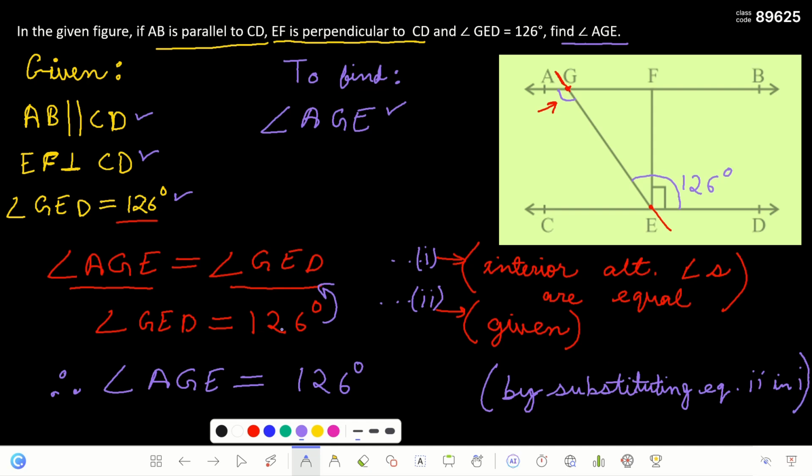I'm substituting this second equation in this equation 1 right here, this value, and by doing that I am able to come up with this conclusion that angle AGE is equal to 126 degrees, and that is the thing that we're supposed to find out. And so we solved the question by properly providing a reason for every step that I had taken. And yeah, that is the approach that you need to follow in such questions, and you are supposed to provide reasoning in this way.